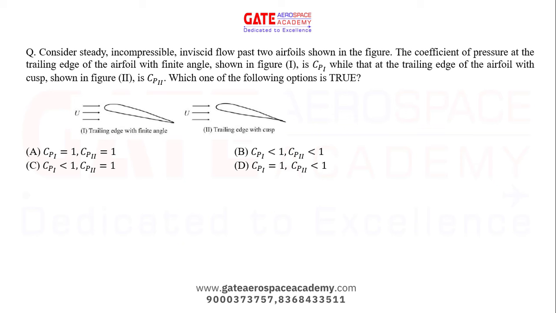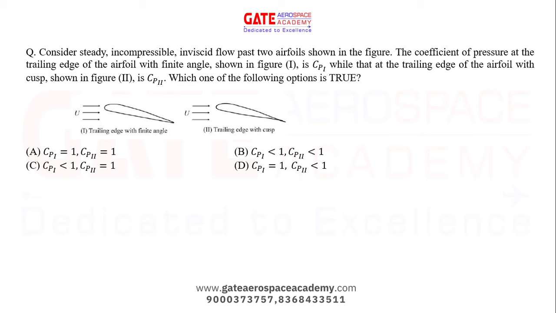Next question. Consider steady incompressible inviscid flow past two aerofoils shown in the figure. The coefficient of pressure at the trailing edge of the aerofoil with finite angle shown in figure 1 is Cp1, while that at the trailing edge of the aerofoil with cusp shown in figure 2 is Cp2. Which one of the following options is true? So in one aerofoil, the trailing edge angle is finite, and in the second aerofoil it is a cusp, right? We have already discussed what happens in both cases. They have already asked this in the previous exam also.